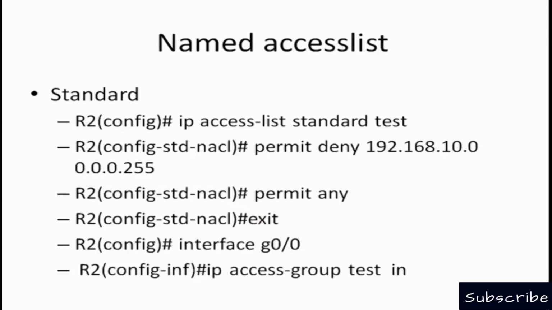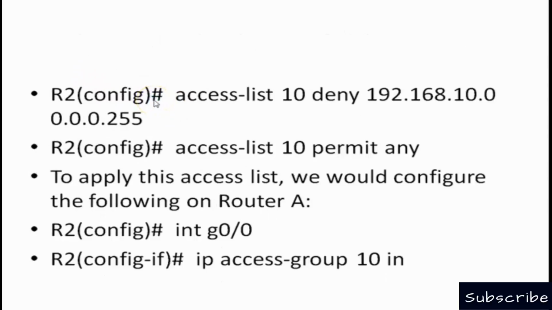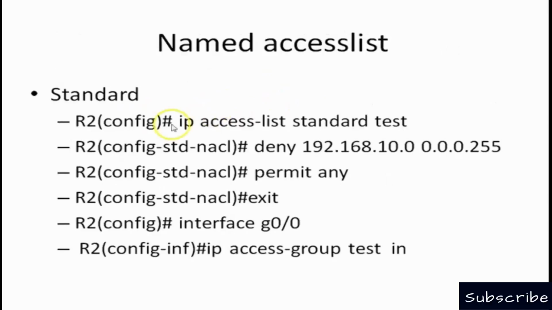And if we are discussing a named access list, a named access list is the same as a numbered access list, but a few little changes are there. As I had written, access list 10, from the number we can easily identify that it is a standard access list. But here in a named access list we are writing IP access list standard. Standard specifies that it is a standard access list. There we had just considered only the number 10, so from 10 we can see that it's a standard access list.